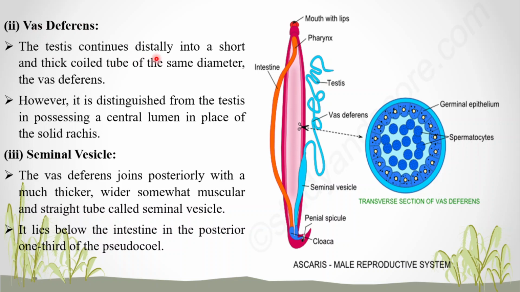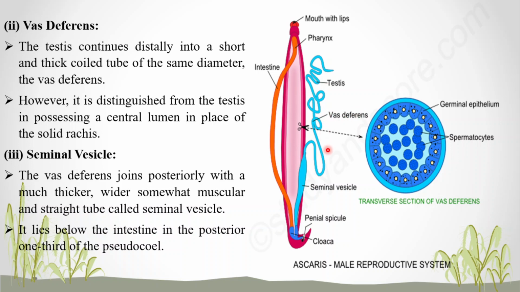The testis continues distally into a short and thick coiled tube of the same diameter, the vas deferens. However, it is distinguished from the testis in possessing a central lumen in place of the solid rachis.